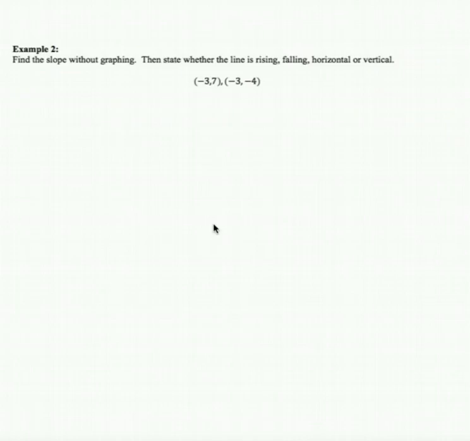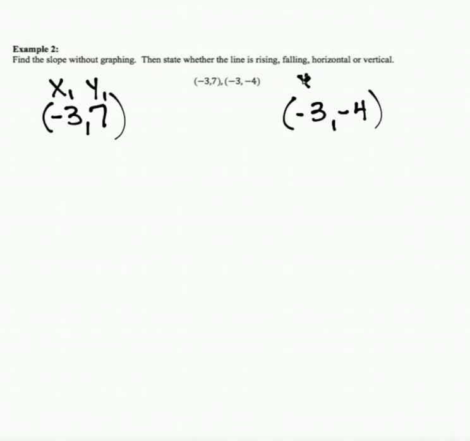Example 2. Here we have another slope problem. It's exactly like the last one. So we're going to find the slope without graphing, and then we're going to state whether the line is rising, falling, horizontal, or vertical. So I'm given 2 ordered pairs again. My first ordered pair is negative 3, 7. And remember, I want to label that my x1 and my y1, my first x, my first y. My second ordered pair is negative 3, negative 4. So I'm going to go ahead and label that my x2 and my y2.